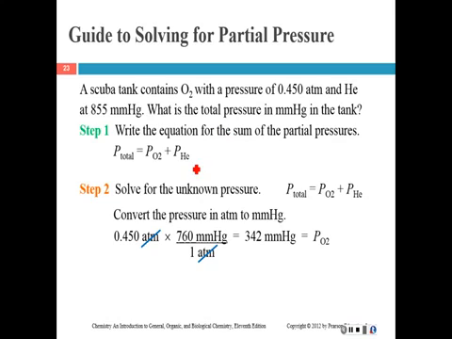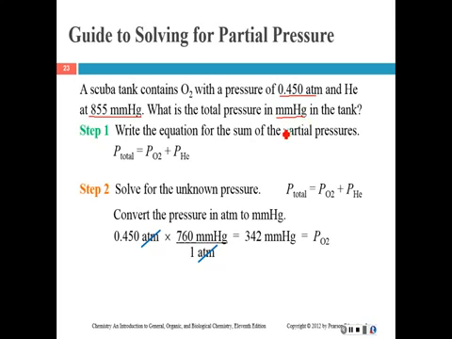Now, let's say they were going to solve a problem using Dalton's law. The law is so simple that the problems usually just give you different pressure units, and you have to either add them together, or they give you the total and you want to find a missing pressure, but they try to mess it up by giving you different units. So you have a scuba tank that contains oxygen with a pressure of 0.450 atm and helium with this pressure. You notice millimeters of mercury. What's the total pressure in millimeters of mercury?